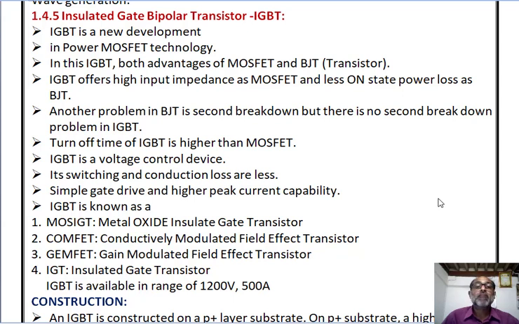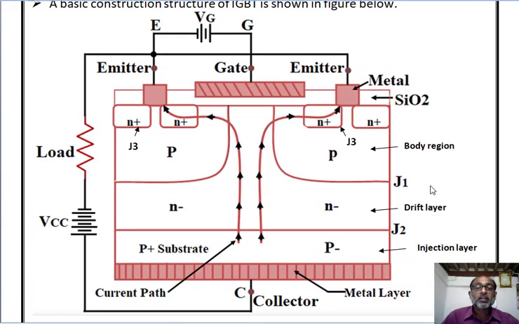Insulated gate bipolar transistor, that means IGBT. The IGBT is a new development in power MOSFET technology. The advantages of MOSFET and the advantages of BJT, that means the advantages of transistors, are both present in the IGBT. The MOSFET offers very high input impedance, and the IGBT also provides very high input impedance.